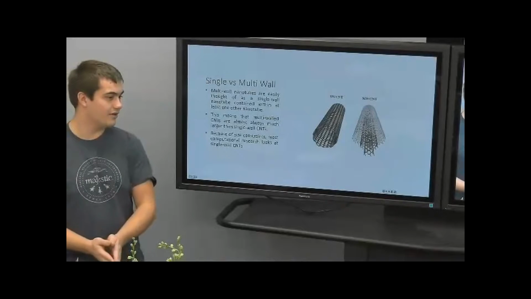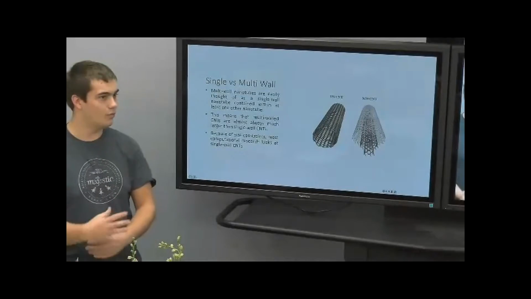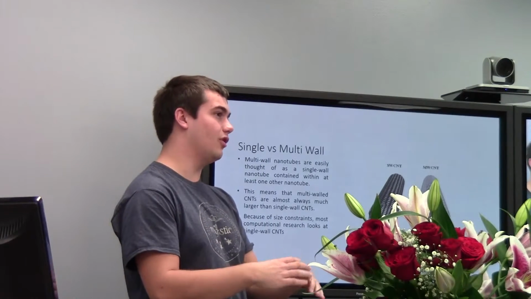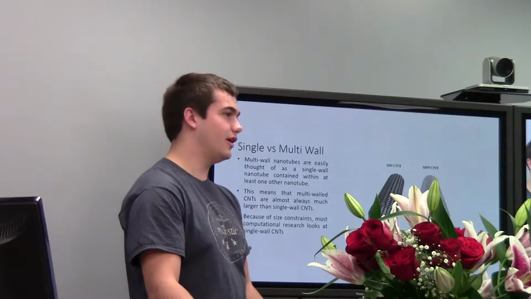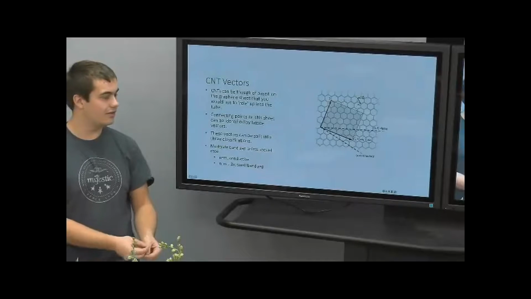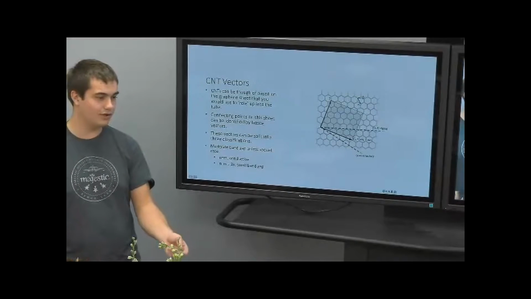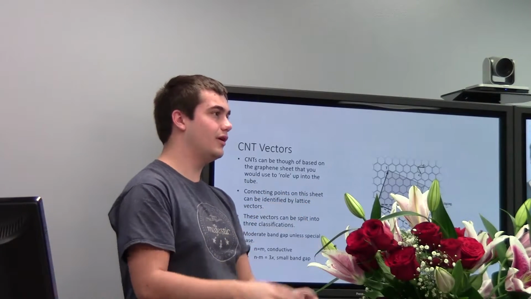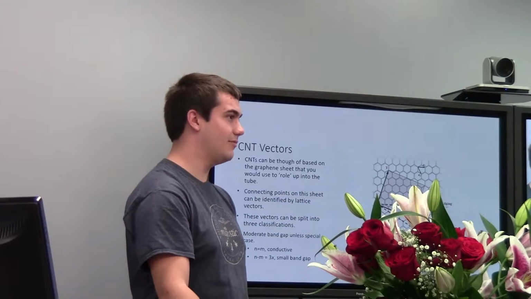The single wall versus multi-wall. Single wall is probably your basic one atom thick, and multi-wall is pretty much like a single wall inside of another single wall, and so on. For the vectors that describe them, you can think of them as a graphene sheet, and then vectors along that graphene sheet point to another carbon that you would roll up into a tube and connect them there.